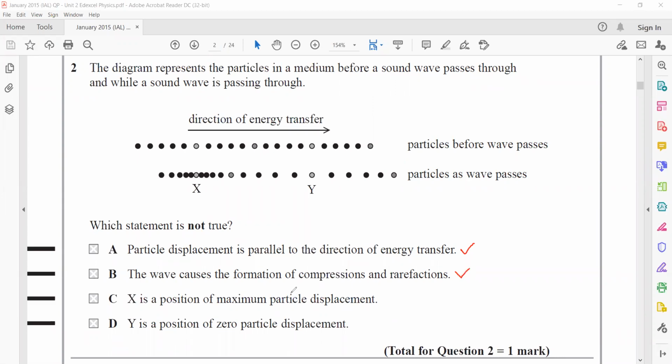X is the position of maximum particle displacement. X is not the position of maximum particle displacement. You can clearly see that at point X the particle will have minimum displacement, not the maximum displacement. So statement C is not correct. Y is the position of zero particle displacement. At this position Y, particle displacement is 0 because that's the mean position. So this is also true. X is the position of maximum particle displacement, that is not correct.